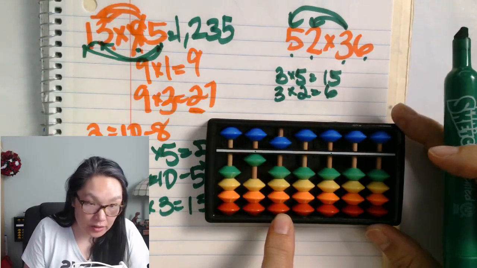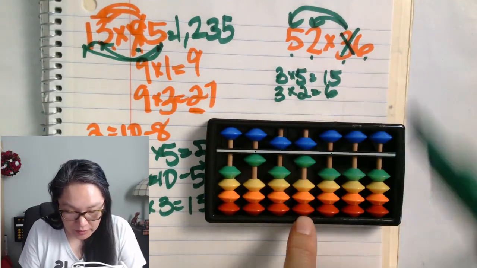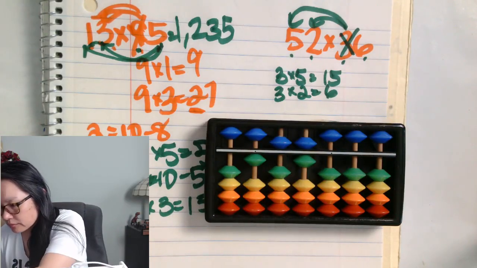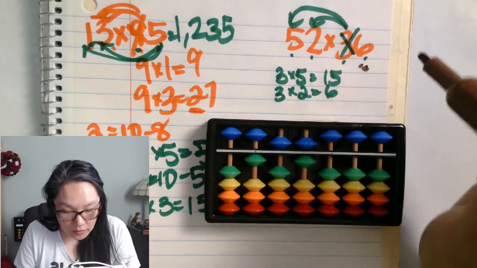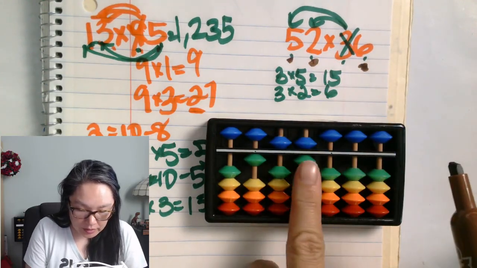6 is a single digit. I go back one column, I add the 6. I'm done with the 3. I count again. 1, 2, 3.